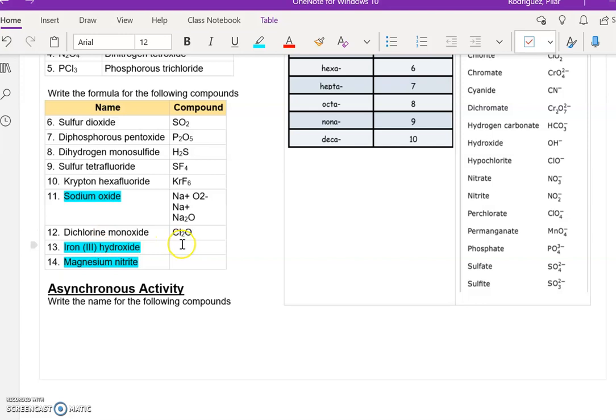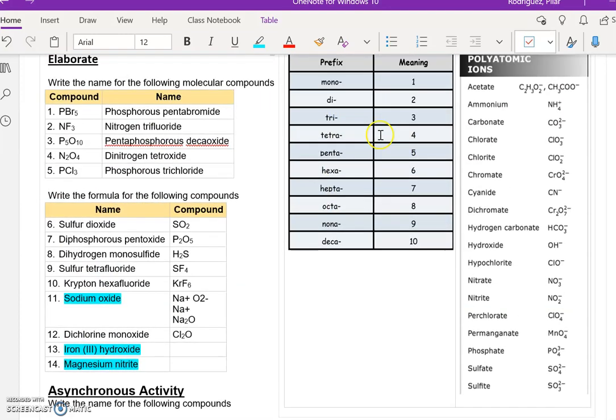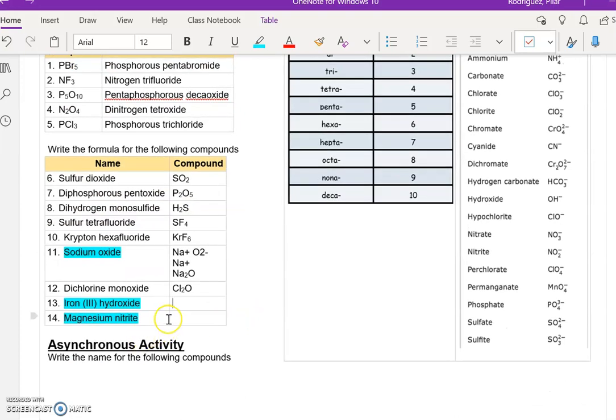Iron(III) hydroxide, well, I have this highlighted because iron is a metal, and like I said, we are only dealing with molecular compounds when we use this kind of naming with the prefixes. So I know that it has to be Fe. I know that the Roman numerals right here are talking about the charge of my metal. So I know that Fe has a charge of 3 positive. And hydroxide is one of my polyatomic ions. So that's why I have this chart right here. Hydroxide is OH minus. So OH minus.